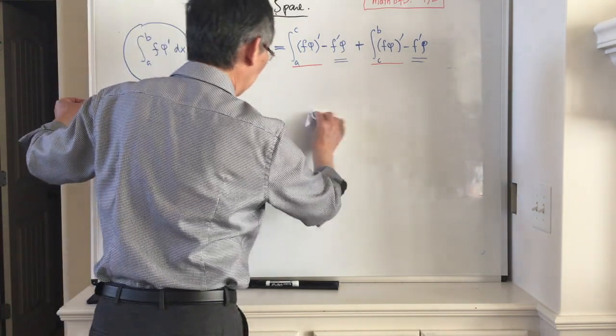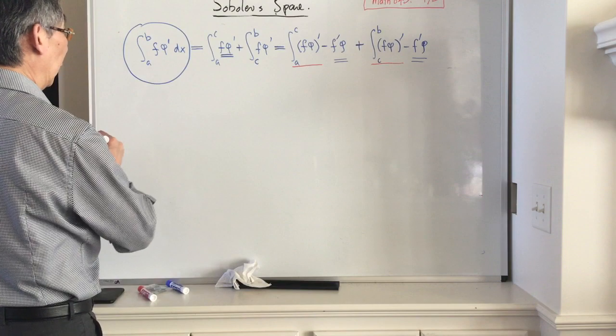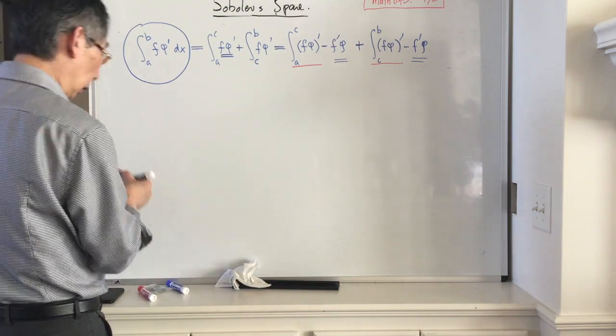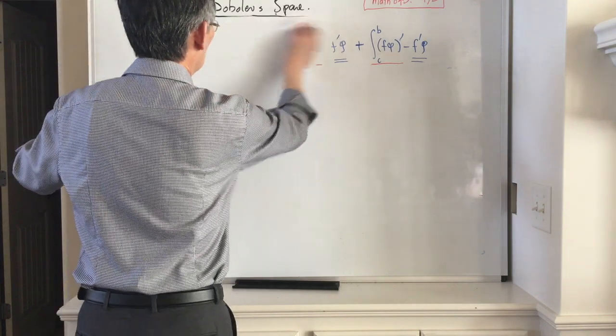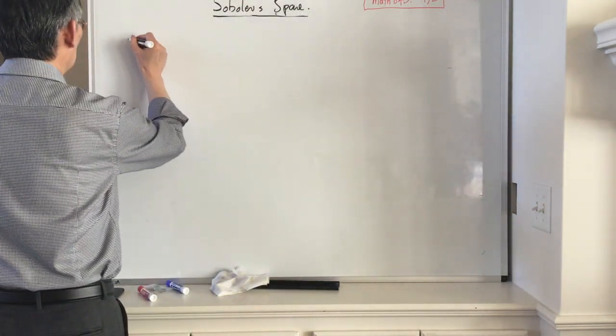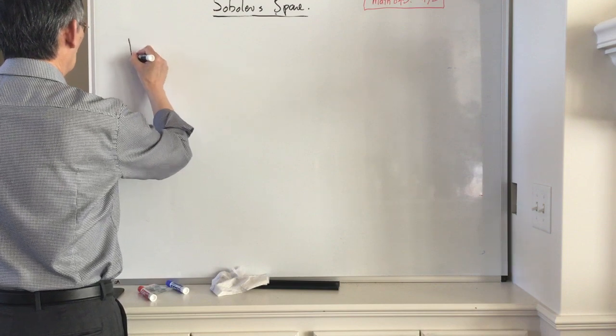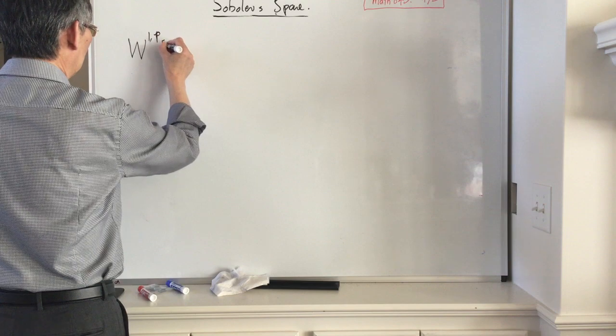So what we're going to define is a new space here. The new space is going to be called W^{1,p} on the interval AB.